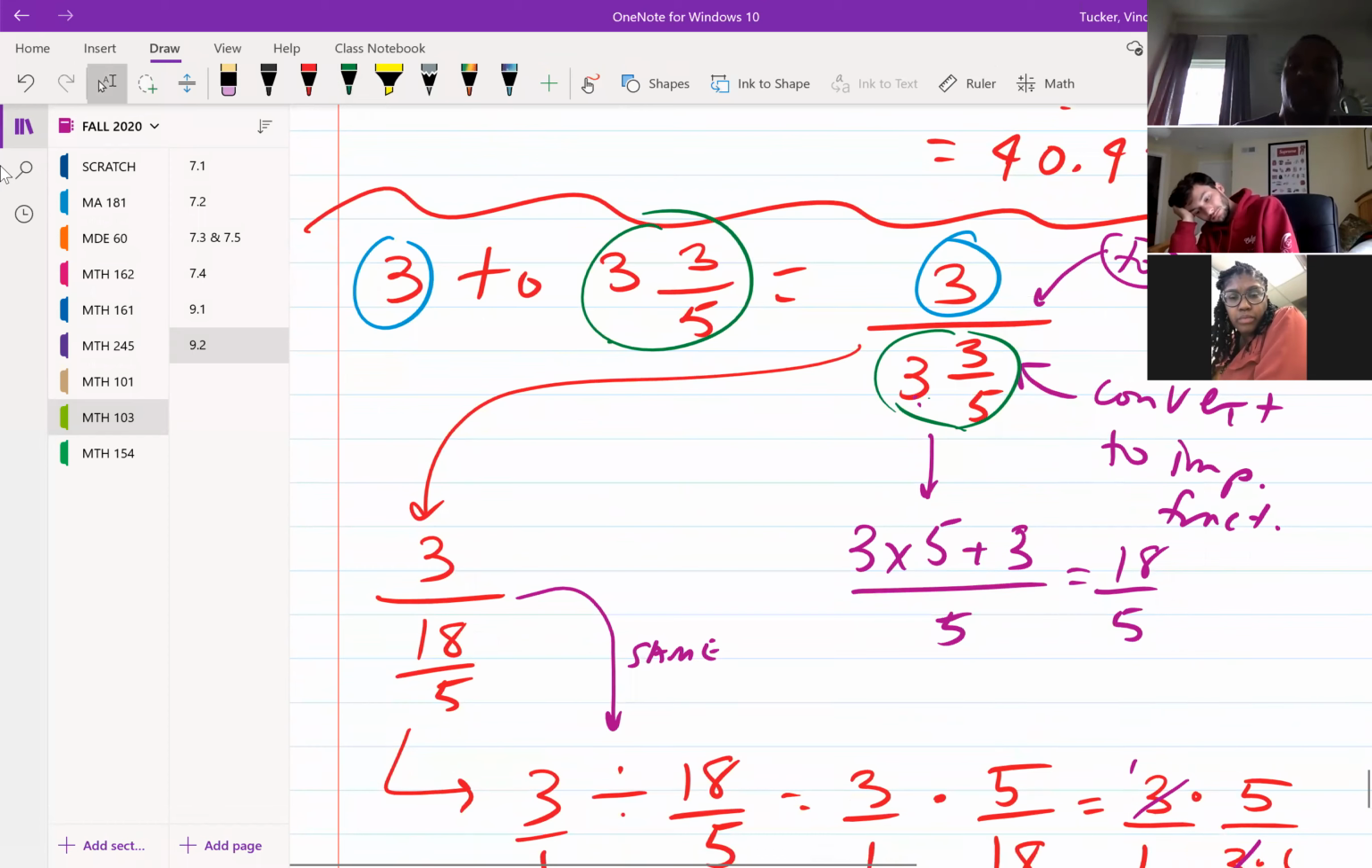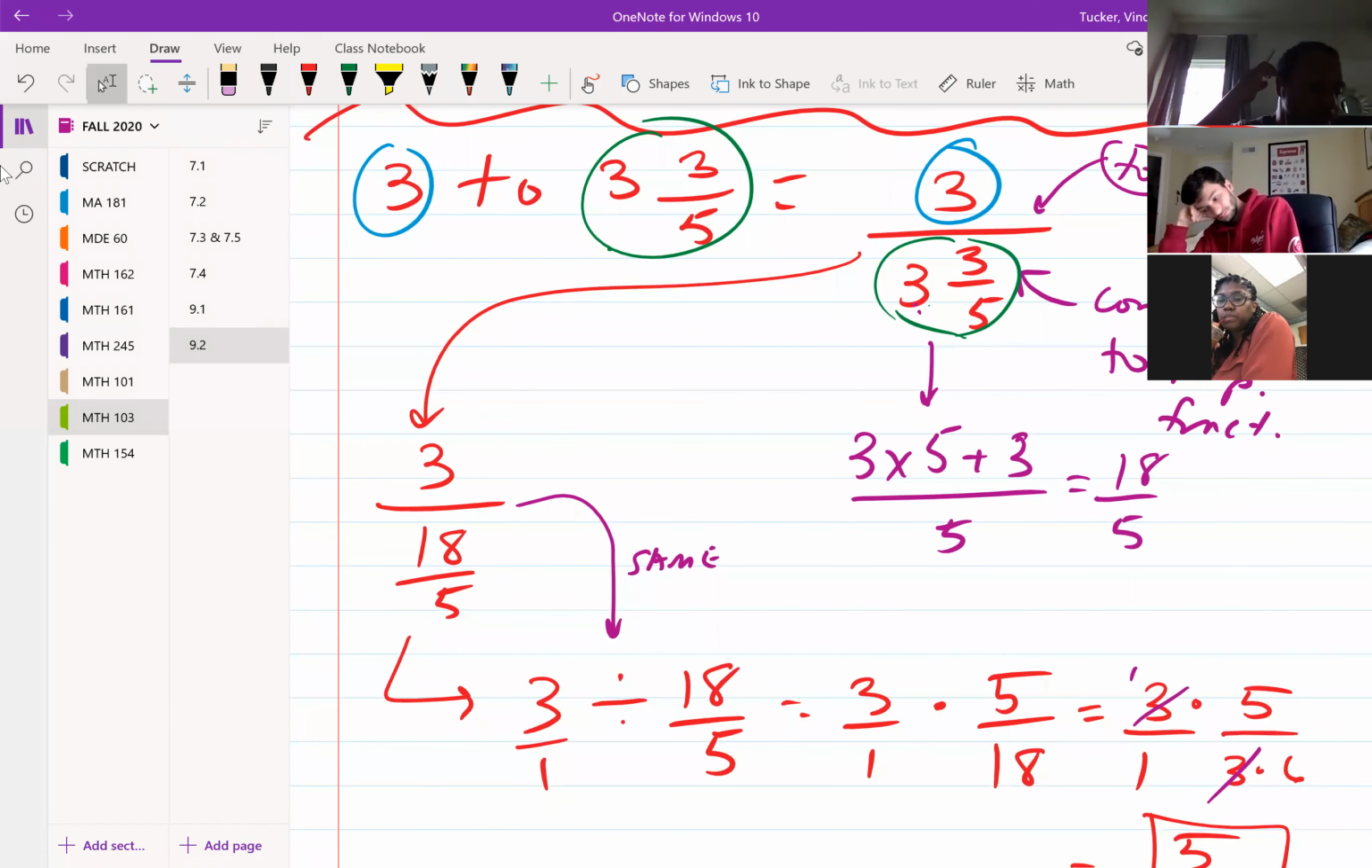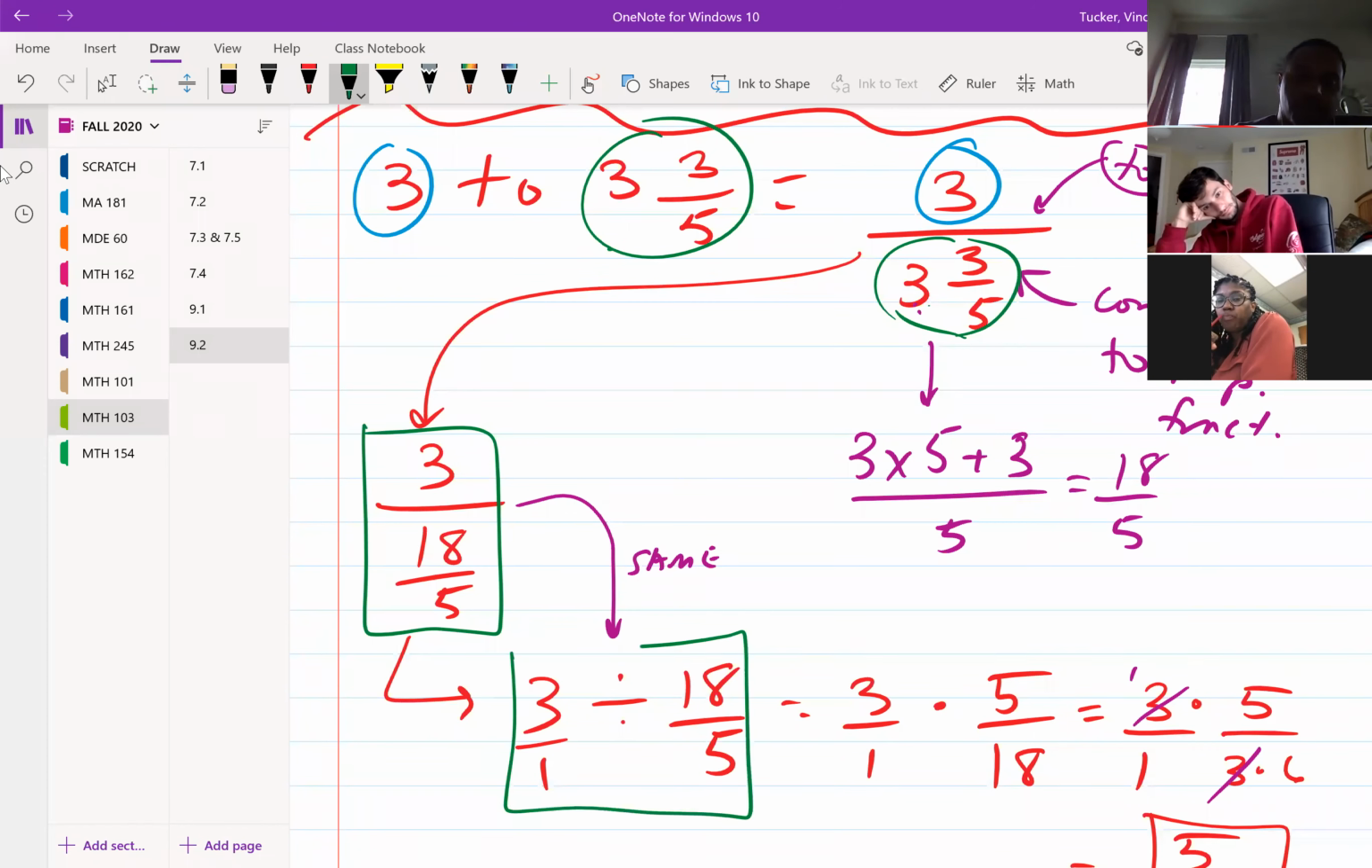So now replace that with 3 and 3/5. So that's 3 over 18 over 5. So then to simplify it further, it's written vertically. I decided to go ahead and write it horizontally. That divisional bar is the same thing as that divisional sign.